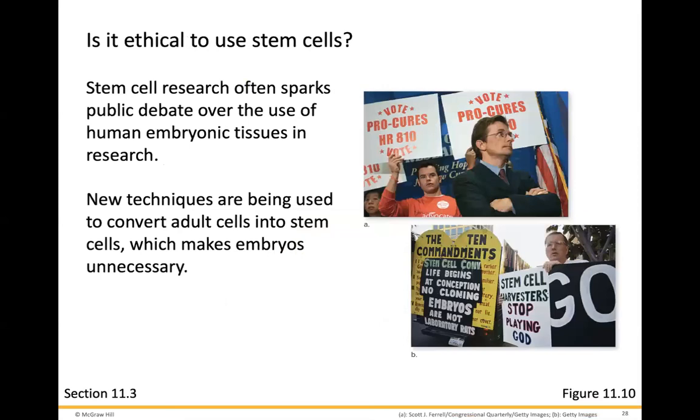Is it ethical to use stem cells? Shifting gears here a little bit. Stem cell research is something you may have heard of, and this really goes along the political lines within this country. Some people believe that stem cells, especially embryonic stem cells, are essentially killing a living being when they do research. And other people find the value in the research that stem cells can offer, or the potential that stem cells can offer. Stem cell research often sparks public debate over the use of human embryonic tissue in research. New techniques are being used to convert adult cells into stem cells. This would actually remove the issue of having to use embryonic stem cells.